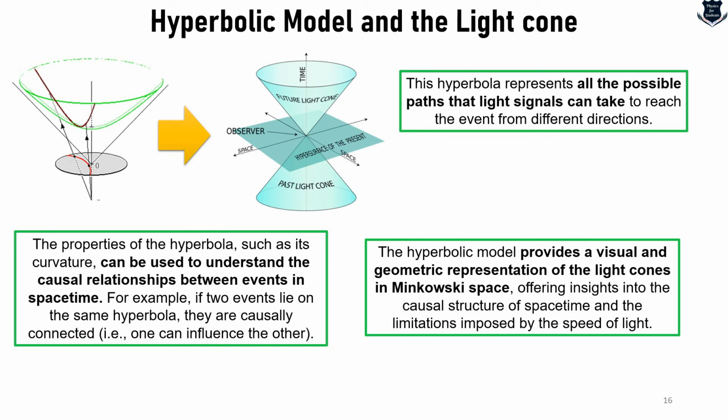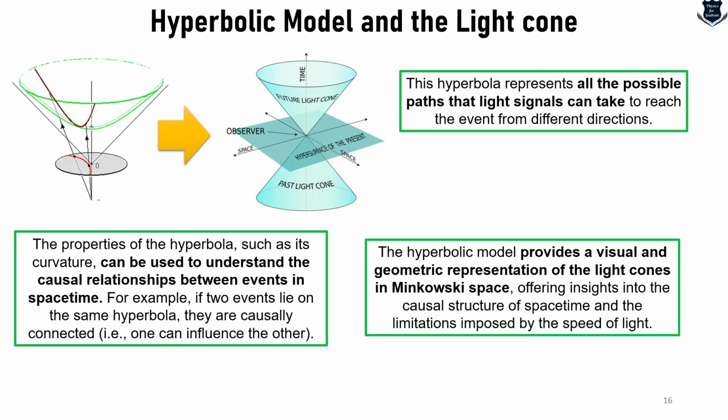And the third most important point is that the hyperbolic model provides a visual, and we are all visual learners. So we try to visualize, and geometry is all about visualization. So the model provides a visual and geometric representation of the light cones in Minkowski space. And it offers insights into the causal structure of space-time. And obviously it poses the limitation that the speed of light cannot be exceeded. So that preserves all the postulates in a nice way for special relativity.